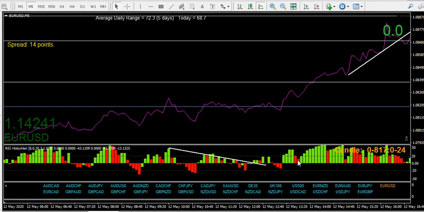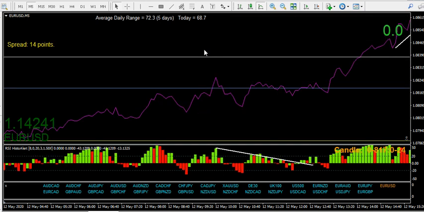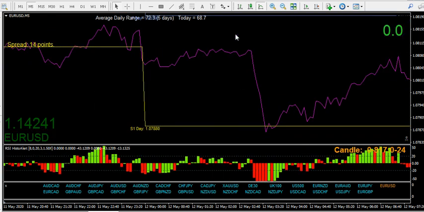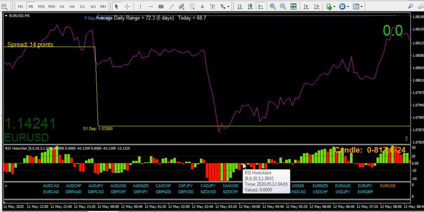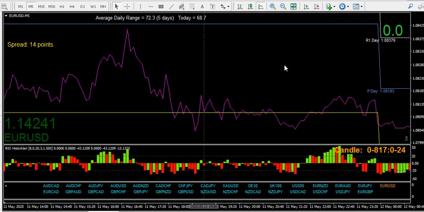Look what happens. We get the pullback, we get the break and close. Price continues through a resistance level. So these pivots can be used with absolute consistency. Looking at the RSI, that was the other one we watched, of course, and time of day will make a difference to how price moves as well.